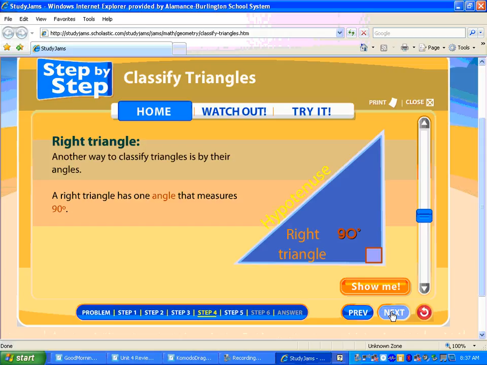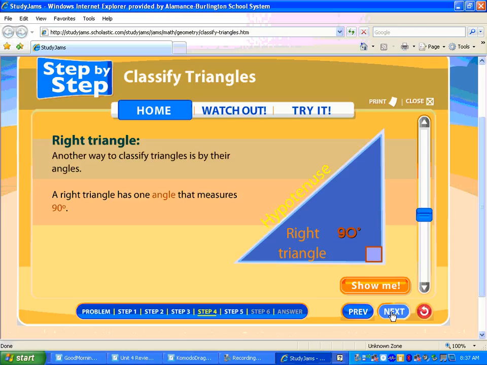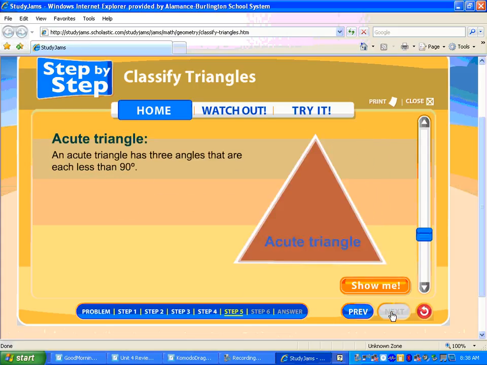That's what we have up on our chart. We have that a right triangle can never be equilateral because that slanted line, the hypotenuse, is always going to be longer. An acute triangle has three angles that are each less than 90 degrees.